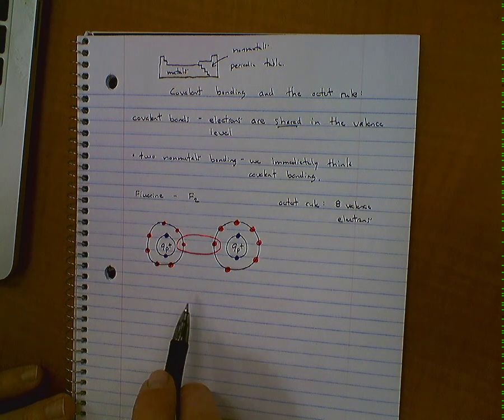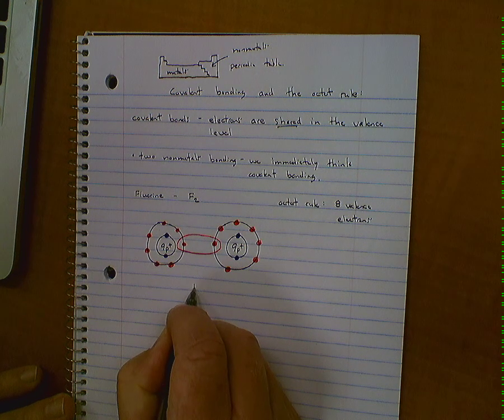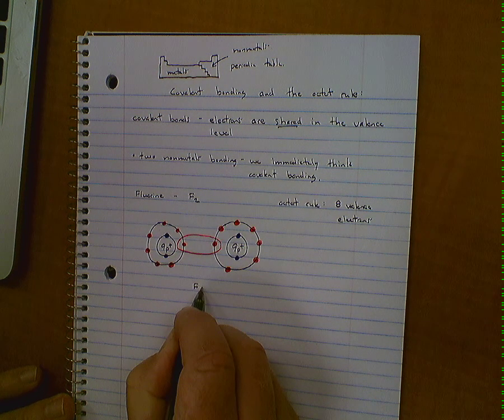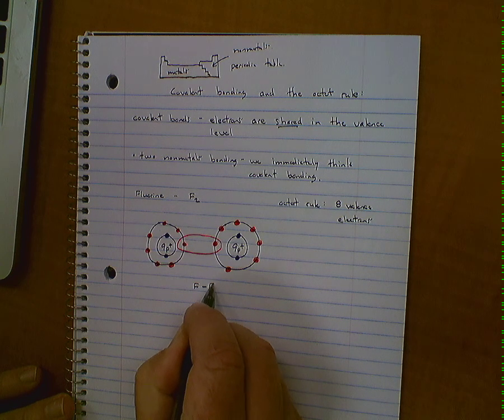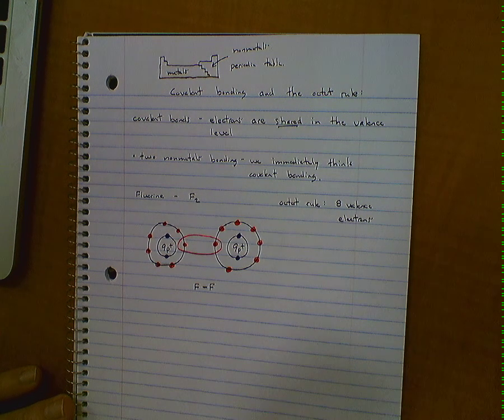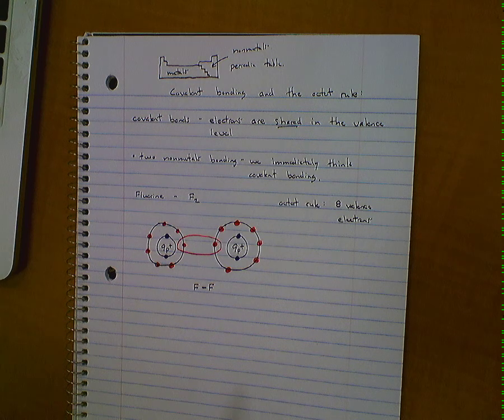In symbols, we represent this like this. We say one fluorine is single bonded to another fluorine. We'll work more with that at a different level.